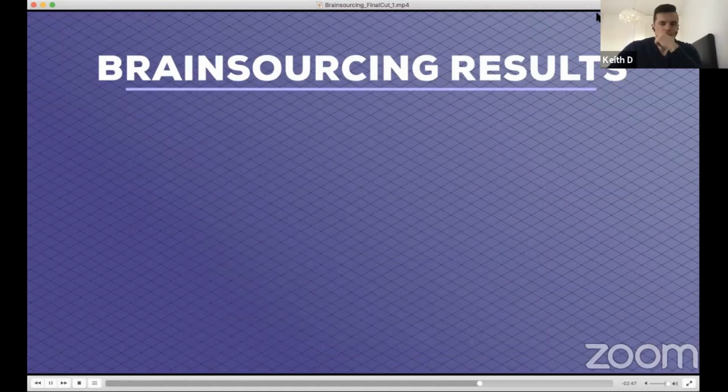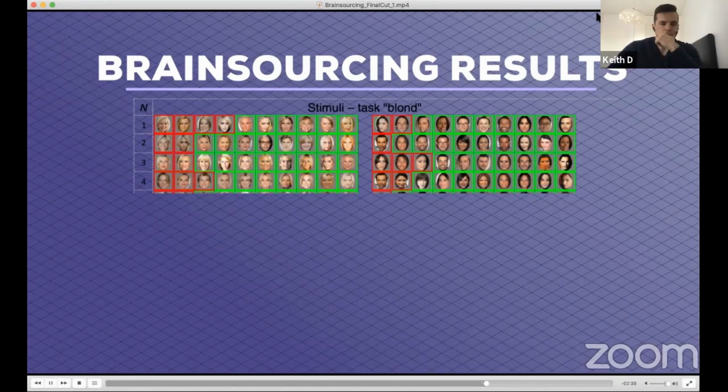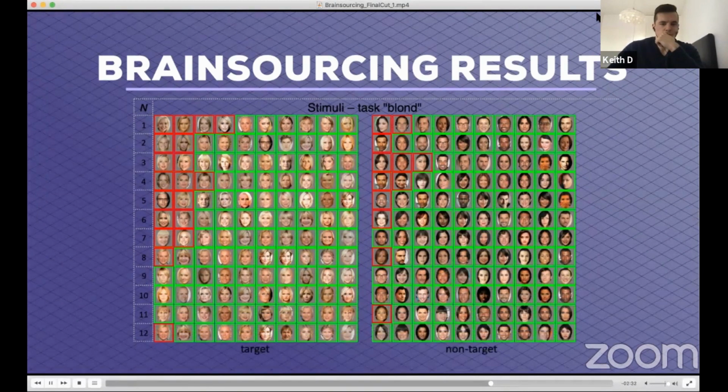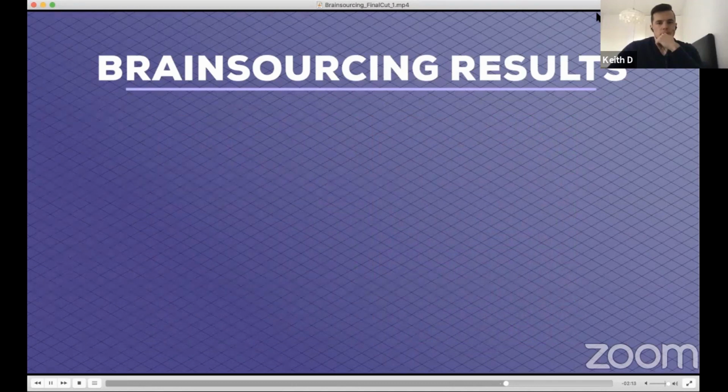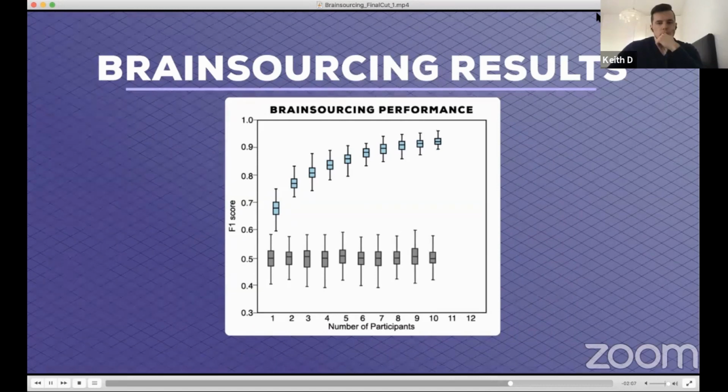To measure the performance of correctly classified tasks, we compare classification results as data from more participants are used in the brainsourcing estimations. In this case, we take a representative sample of blonde faces and dark-haired faces for task blonde, and visualize whether these stimuli were correctly classified by the brainsourcing model using their associated ERPs. As we can see, as the data from a greater number of participants is used in the brainsourcing model, performance improves and the number of misclassified stimuli appears to decrease. Analyzing this more empirically across a larger sample size using F1 score, we find the same phenomenon holds true.